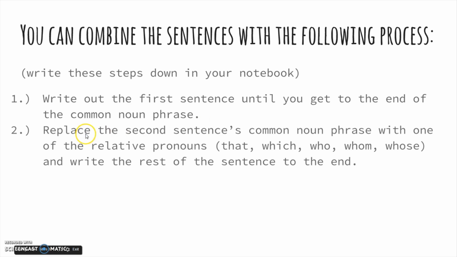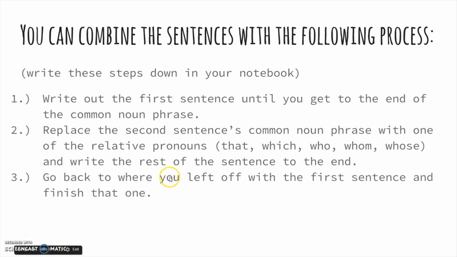Step two, you replace the second sentence's common noun phrase with a relative pronoun. So you're going to take the word that, which, who, whom, or whose, and you're going to put that in the spot of the second sentence's common noun phrase. Then you write the rest of the sentence exactly how it is all the way to the end of the sentence. And then finally, you go back to where you left off with the first sentence, and you finish it. So remember, step one had you stop after you got to the common noun phrase. Then you continue in step three, writing the first sentence. Okay, so those are the steps.